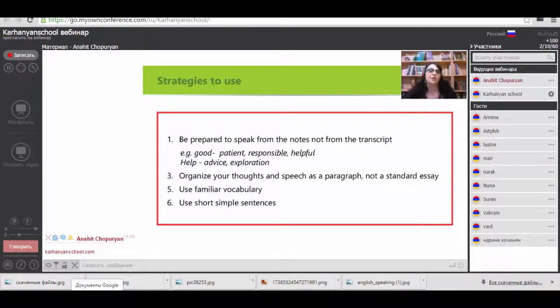For example, if you have a question about parents, you can write: good, patient, responsible, helpful. Okay. Now I would like some of you to write a short response for the question here. Be prepared to speak from the notes. So these answers: good, patient, responsible, and helpful.